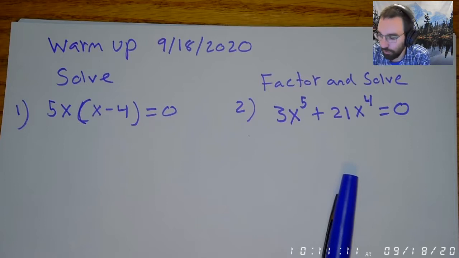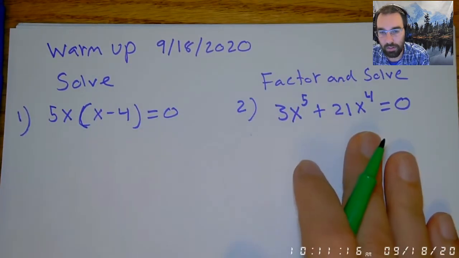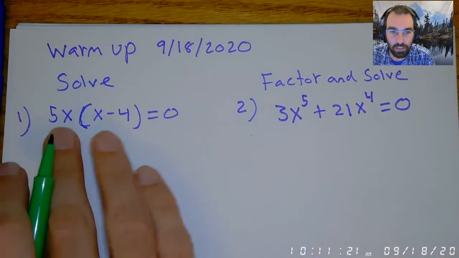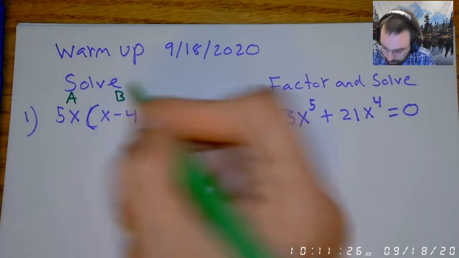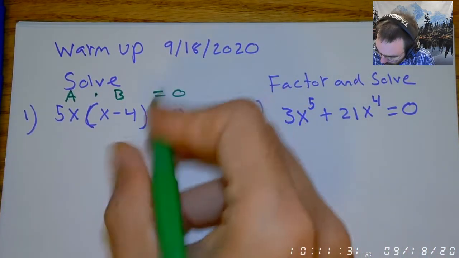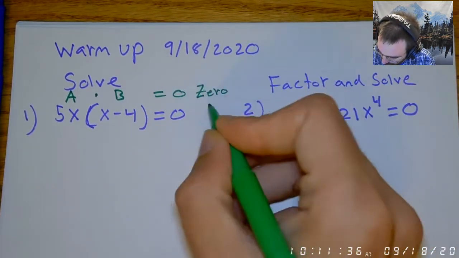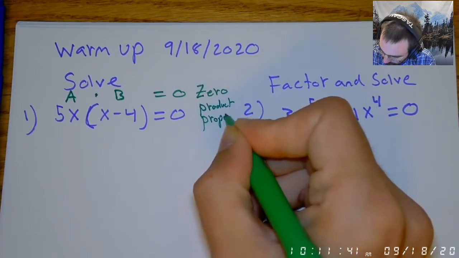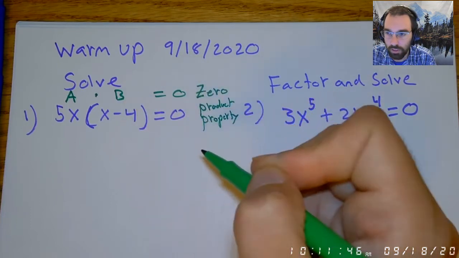All right, guys. So for my homies that showed up early, they had a chance to take a look at this warm-up. So this is what we talked about last time. We have to be careful here when we see, this is in factored form, right? We have two things. We have an A term and a B term. When you multiply two things and they equal 0, we're going to be using the zero product property. Product just means multiply. So when you're multiplying to get 0, we're going to use the zero product property.